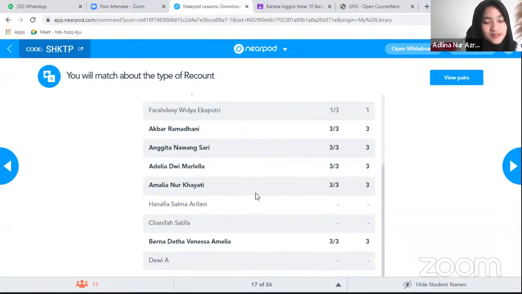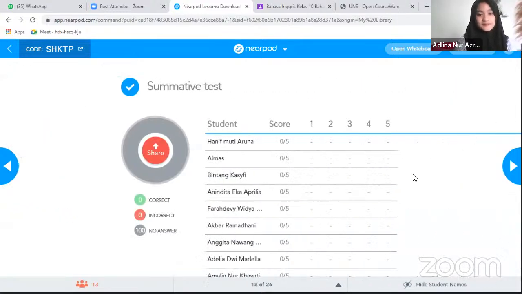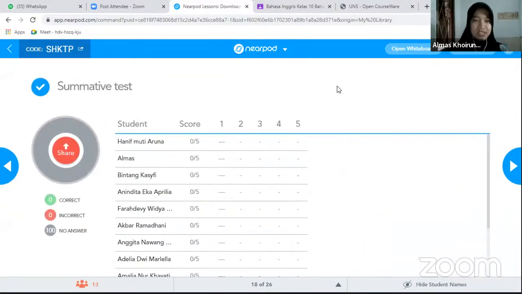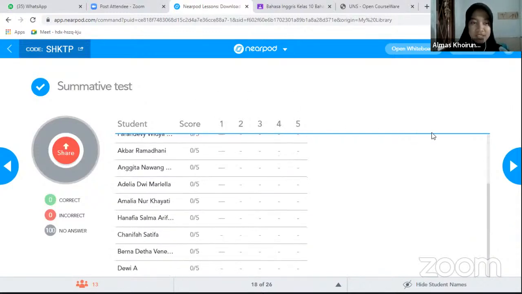And then it will be delivered by Ma'am Almas. So Ma'am Almas, the time is yours. Okay, everyone. I think this is the most exciting part of this learning section. We will have a quiz. As you can see on the screen, we will have 5 multiple choice questions that you must answer.